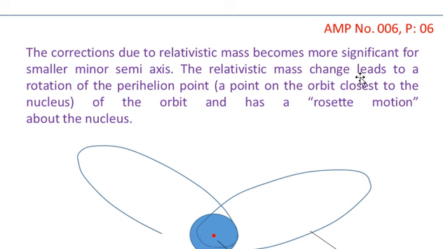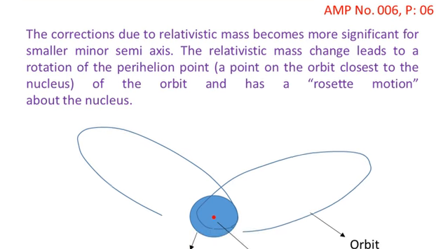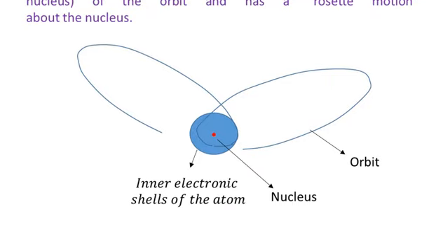The relativistic mass change leads to a rotation of the perihelion point. The perihelion point is the point on the orbit which is closest to the nucleus. So you see that here we say that the relativistic mass change leads to a rotation of the perihelion point of the orbit and has a rosette motion about the nucleus, which is shown in the diagram below. Because the perihelion point is rotated, the orbit takes another shape.